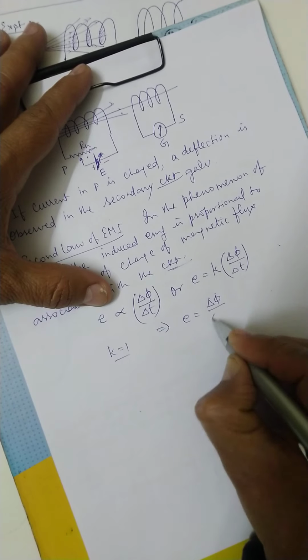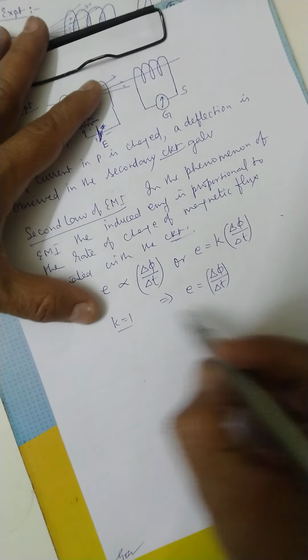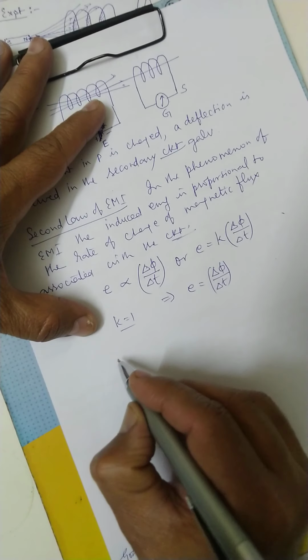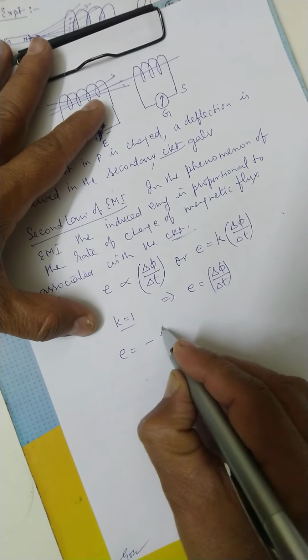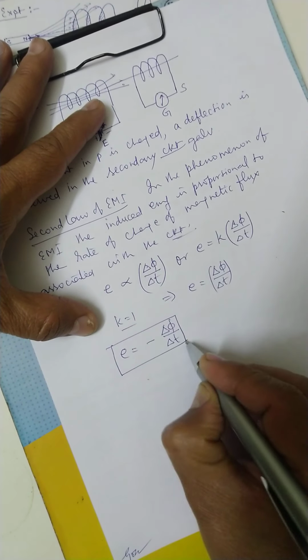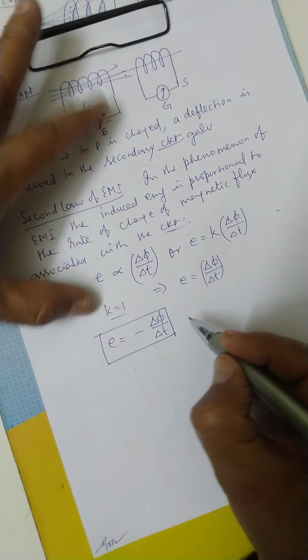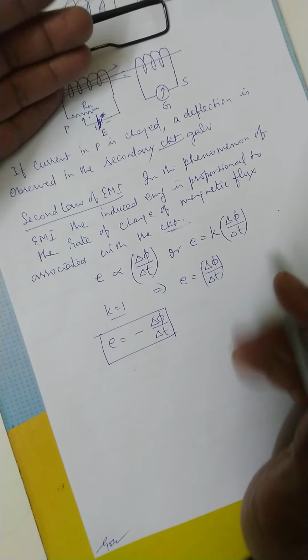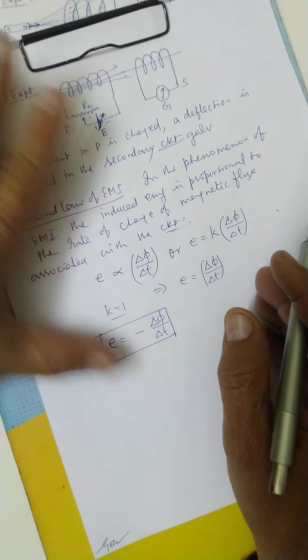by delta t. And in the next lecture I will tell you that if I use Lenz's law, then this law can be modified as minus delta phi by delta t. This negative sign is in accordance with Lenz's law, and this is called the second law of electromagnetic induction.